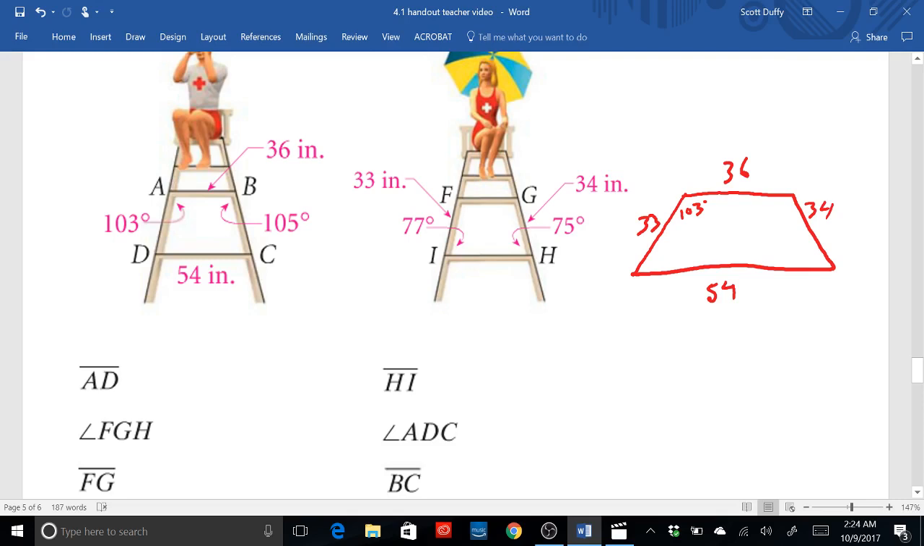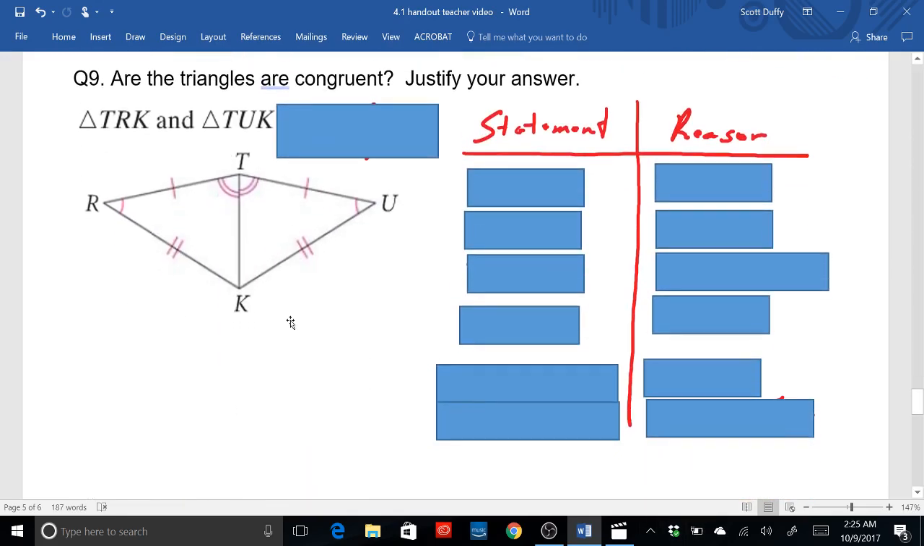and the upper right is 105, lower left is 77 and the lower right is 75. And just make sure that you are answering the questions based on that. Are the triangles congruent? Justify your answer.